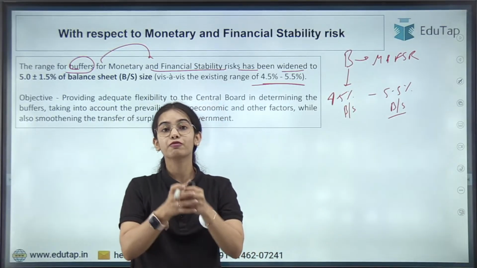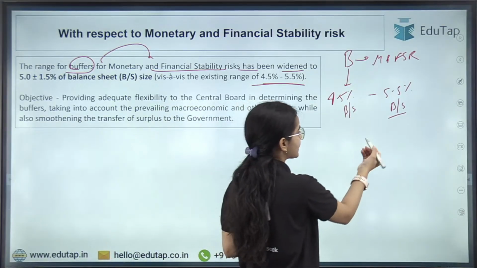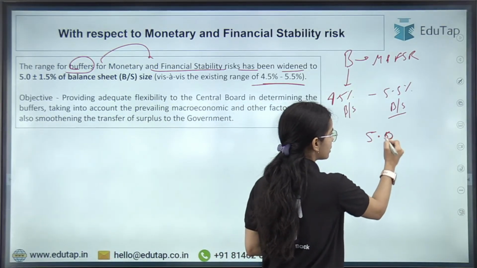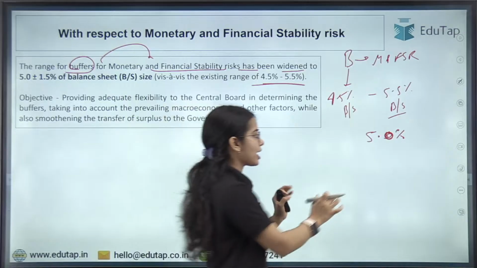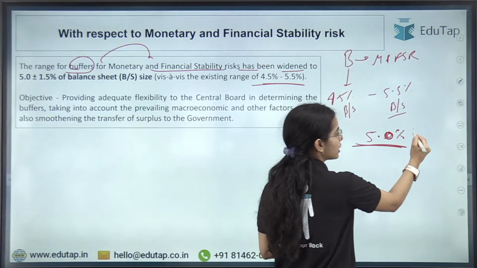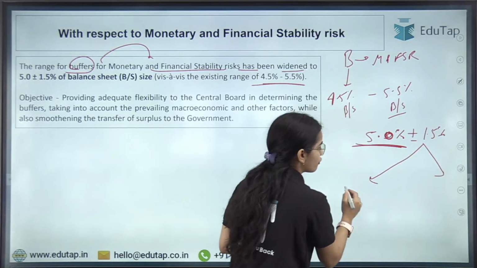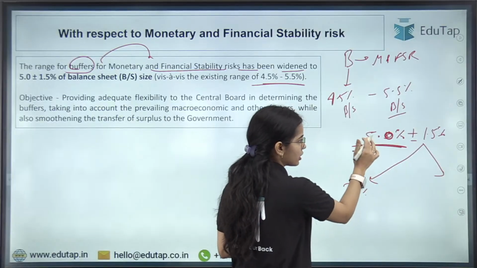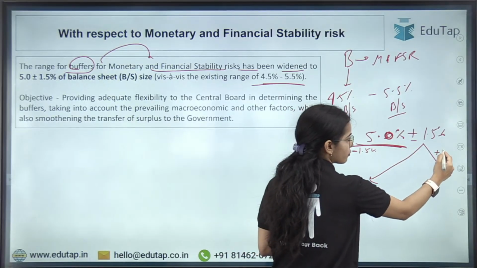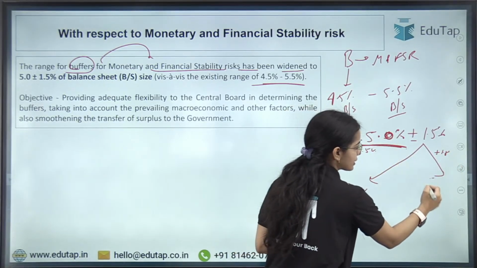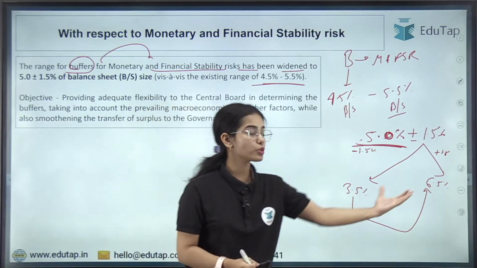But now the range has been further widened and the flexibility has been provided to the RBI, in which the RBI has said that now the monetary and financial stability risk will have the buffer of 5.0% plus minus 1.5%. That means the range has been widened from 3.5%, that is minus 1.5% of the 5.0%, and plus 1.5% of 5.0%, that is 6.5%. So now you can see that the range has widened from 3.5% to 6.5%.